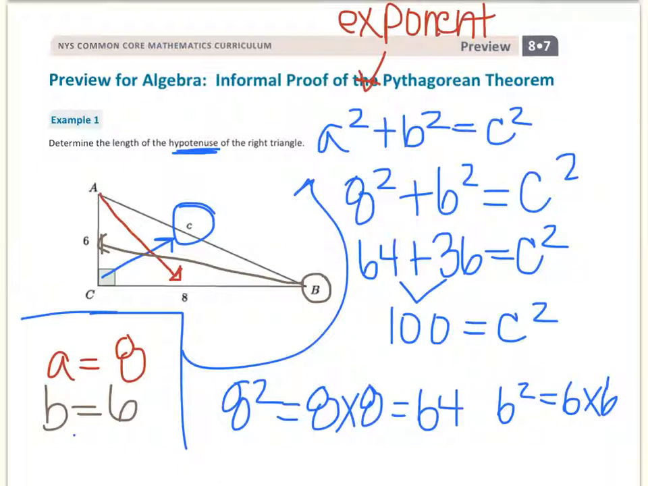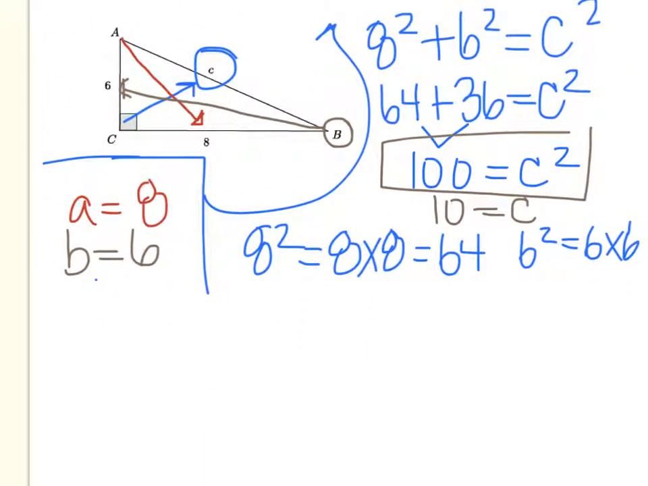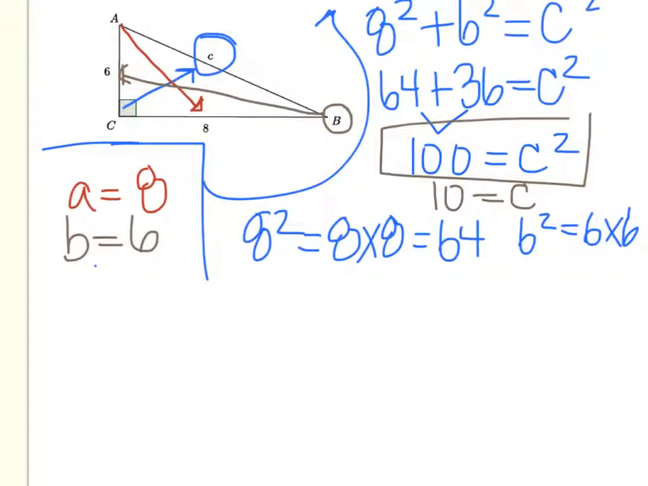That number would be 10. 10 would be equal to c. Something else, I'm going to take this and I want to show you something else. And we'll kind of go through it together when I'm back on Tuesday. So when you have 100, 100 equals c squared. The opposite of squaring something is taking the square root.